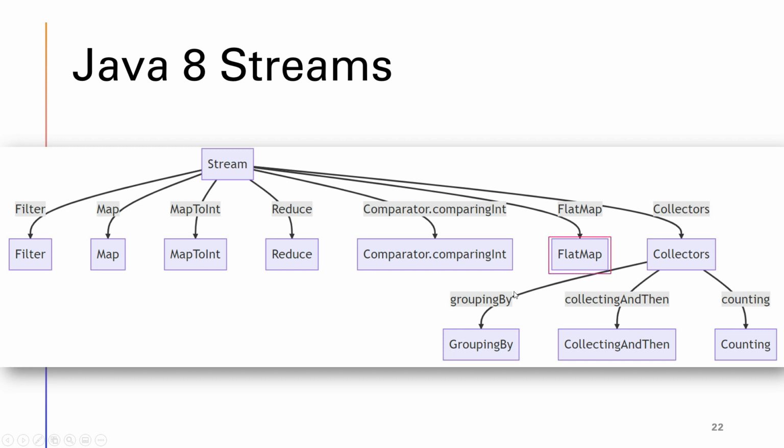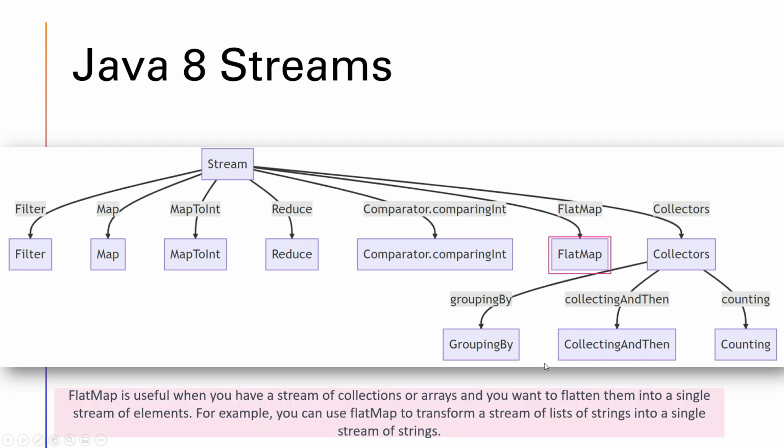Okay. Now the next one is flatMap. So when will I use flatMap? A flatMap is nothing but, if you have a list of lists, and you want to have a single list by having all the elements in a single list, then you will use flatMap. Simple. So as I told you here, you have a stream of collections or arrays and you want to flatten them into a single stream. For example, a flatMap transforms a stream of lists of strings into a single stream of strings.